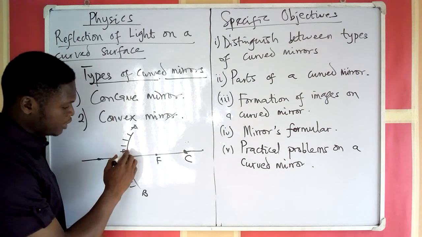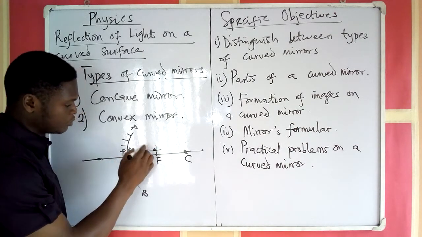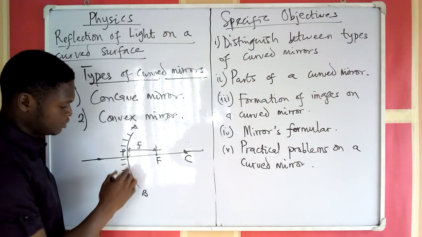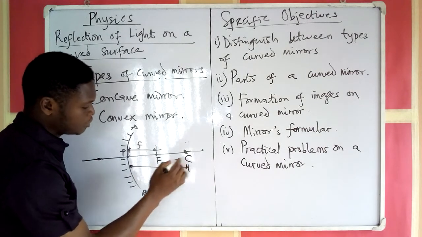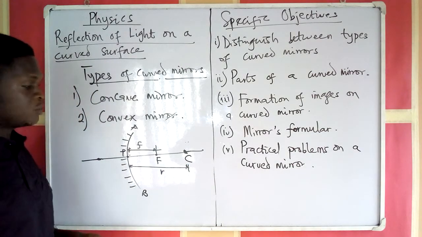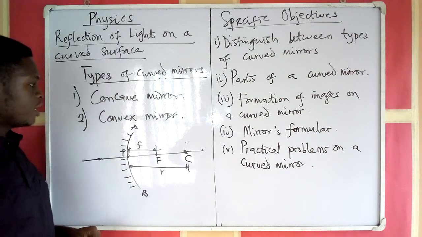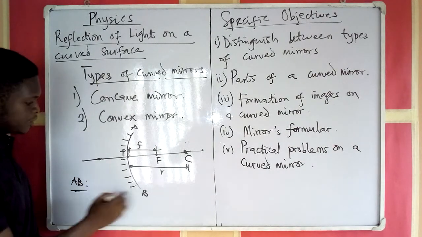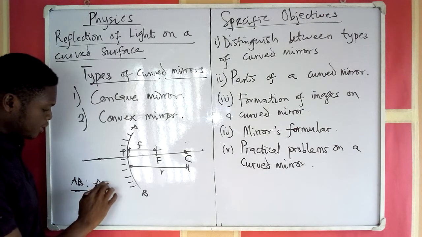But I want you to know that before I continue, the distance from the pole to the principal focus here is called the focal length, just like I said before. Then the distance from the pole here to the center of curvature is called the radius of curvature, and it is denoted with the small letter R. Now taking this one after the other, the first one, this length AB here, is called the aperture.